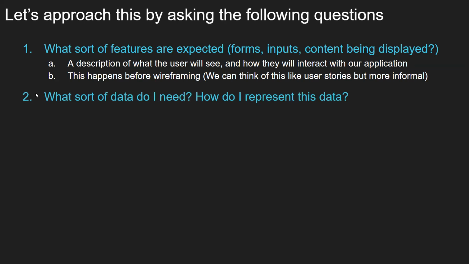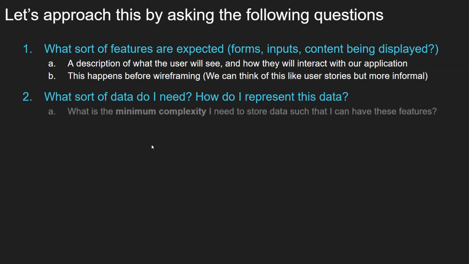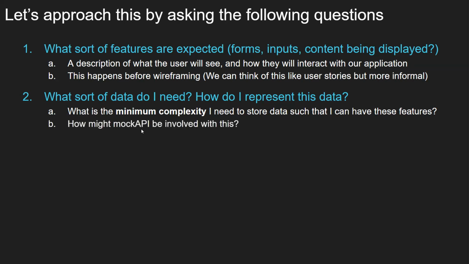Then, once that's done, we have this consideration: What sort of data do I need? How do I represent this data? So this builds up to the second part. What is the minimum complexity I need to store data such that I can have these features? Do I need a recipe data object? How can I represent a recipe? Is it an object? Is it an array? Is it a string? How might the mock API be involved with this? Because we do mention a mock API as a requirement, and we're storing data in that endpoint server, that's the consideration we have there.